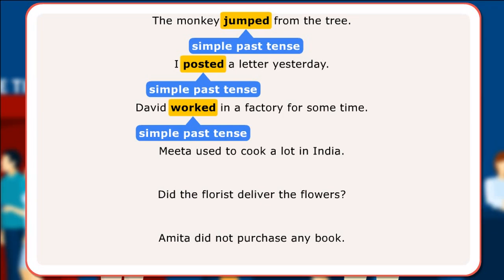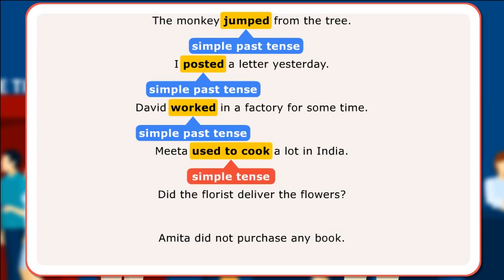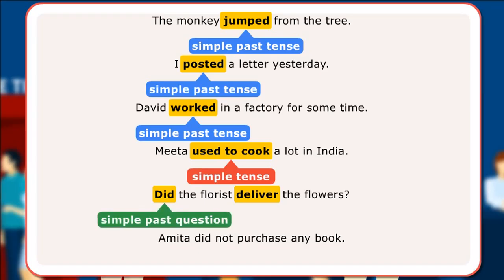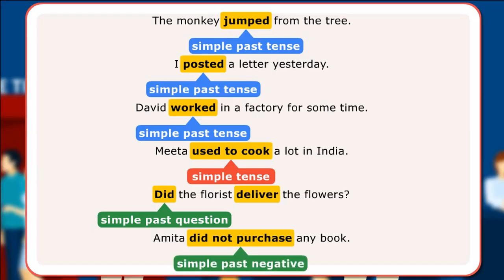In the fourth sentence, used to cook is simple tense, which describes an old habit that does not continue now. In the fifth sentence, did the florist deliver conveys a simple past question. In the sixth sentence, did not purchase conveys a simple past negative statement.